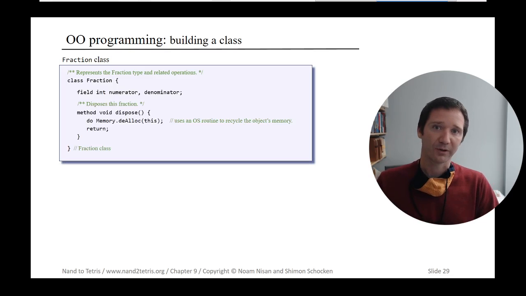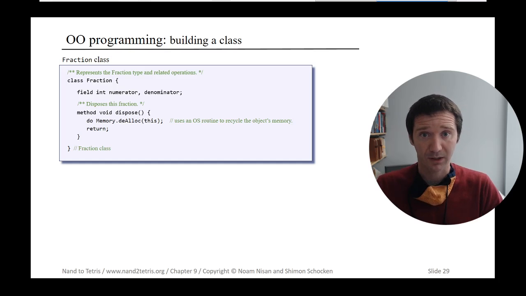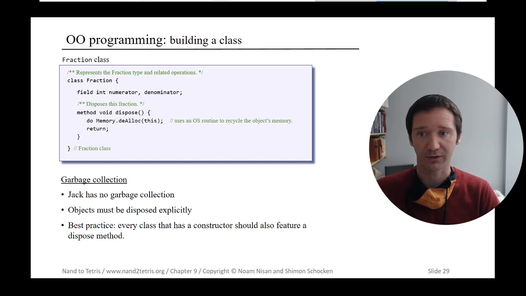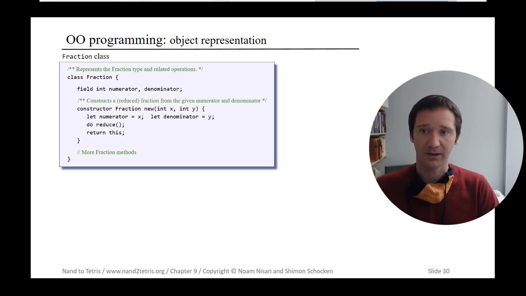I guess it is worth mentioning that in our language, we do not have garbage collection, meaning we're not always looking for references to old objects and deleting things that aren't being used. So you must handle memory yourself. Typically we do that by having a dispose function where we call the system memory class to deallocate our self and return. That's now recycled. All right, that's our fraction class.